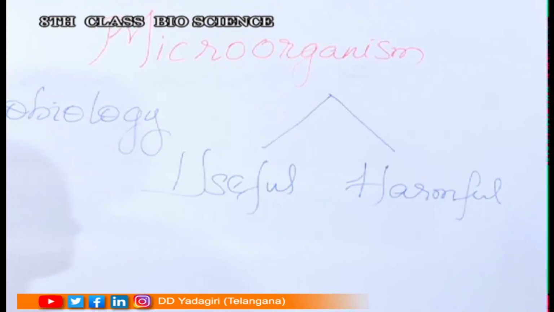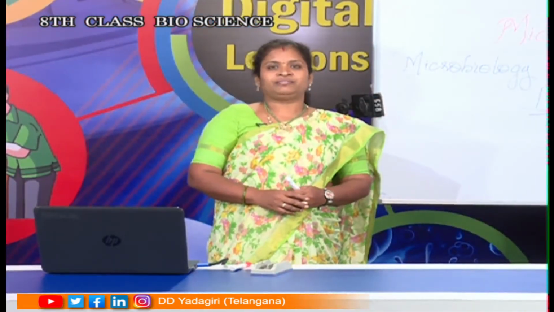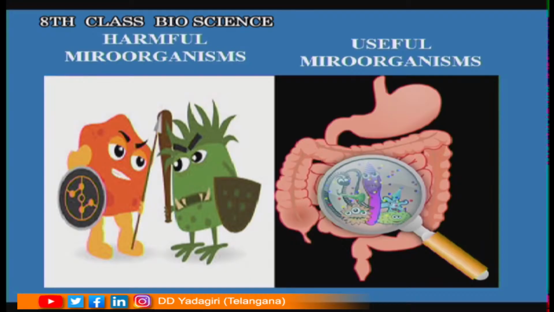Children, these microorganisms are of two types, useful microorganisms and harmful microorganisms. Useful microorganisms, that means they are really very useful to us. Why are they called harmful? We will be studying in this lesson. Look at this picture, children, useful microorganisms are present in our body. They are used in different ways also by human beings. Harmful microorganisms cause different types of diseases to different living organisms. So, microorganisms are of two types, useful and harmful.